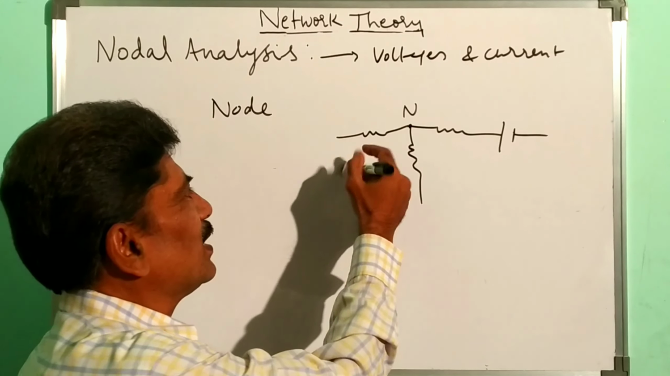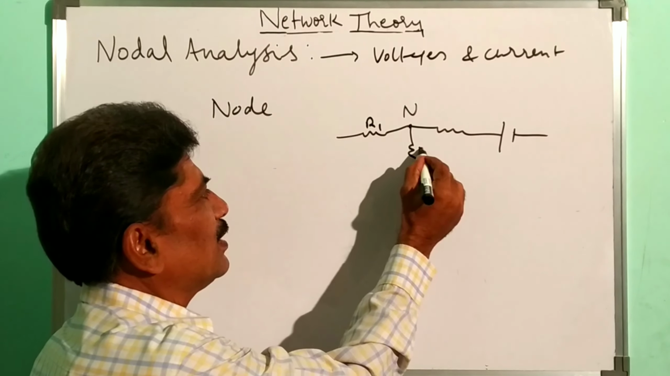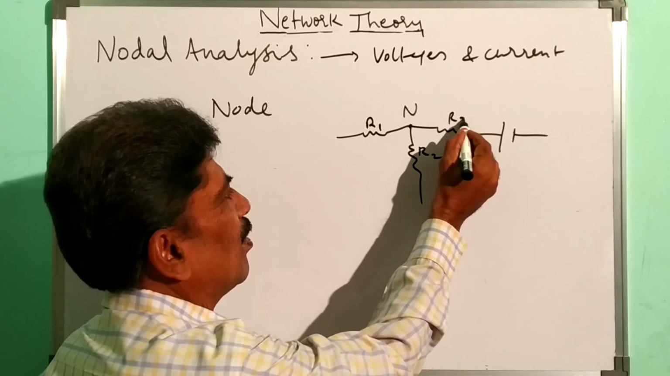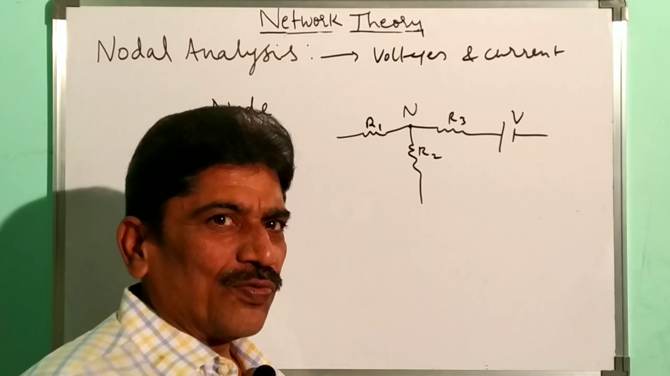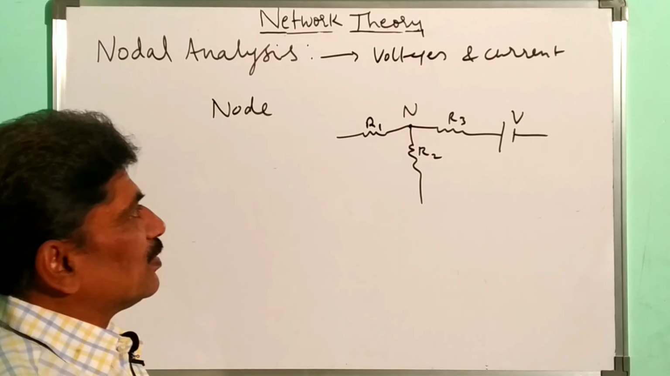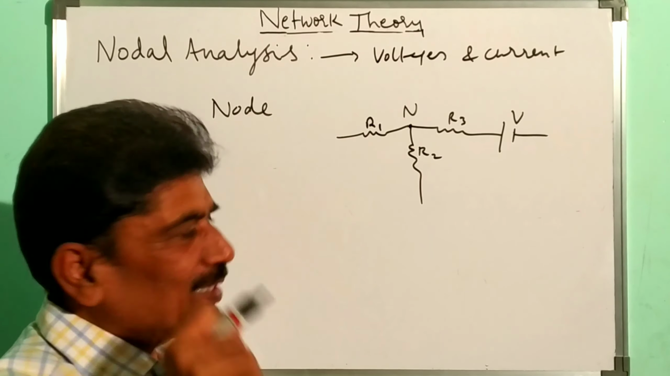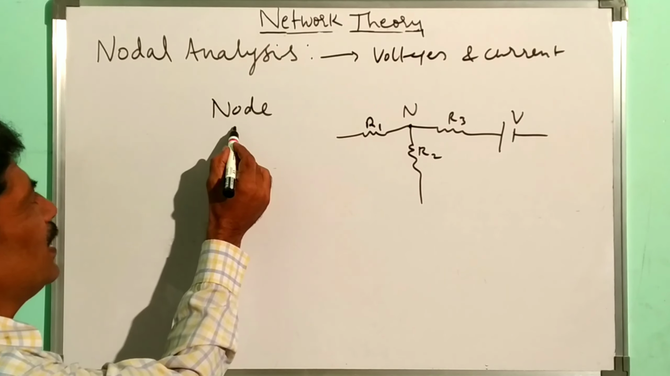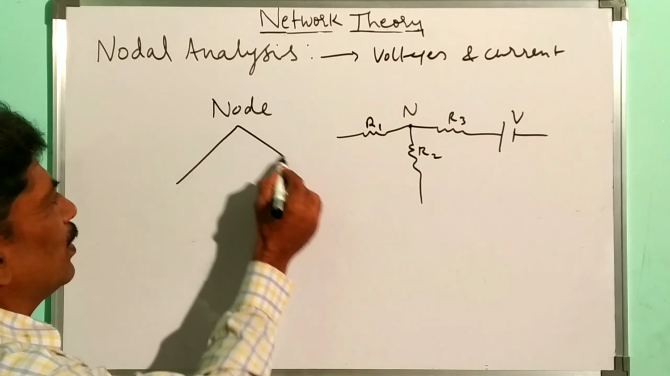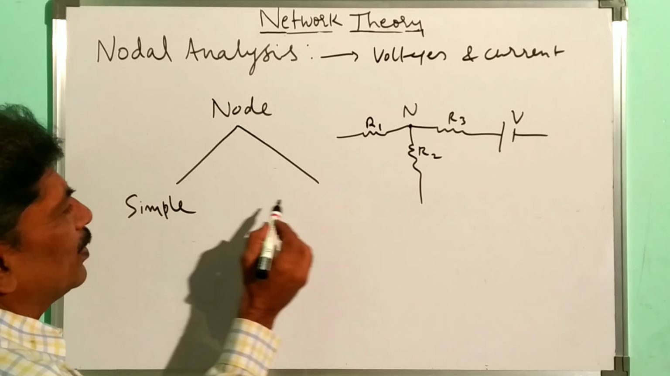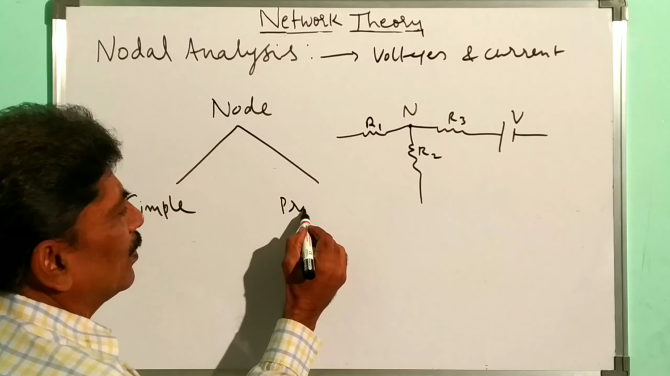Here this branch is representing R1 and this branch is representing R2 and this branch is representing two elements. One is R3 and another one is voltage source V. So a node is nothing but a point on a given circuit. This node can be a simple node or it can be a principal node.